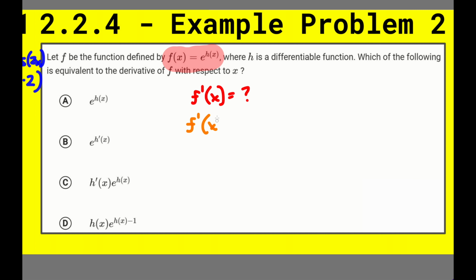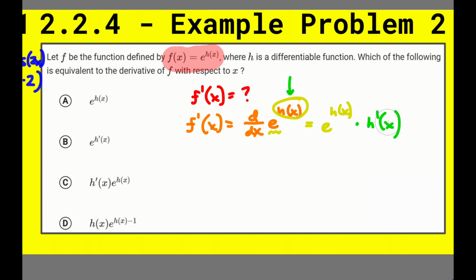So the derivative of f is equal to the derivative of e to the h of x power. It's a layered function, so we do the derivative of the outside layer first, because h of x is inside of that base e. The derivative of base e is just itself, so I wrote e to the h of x, and then I multiply by the derivative of the next layer, which is h prime of x. So this is the derivative right here. There's nothing else we can break down because we don't know what h is. So which one of those matches this? It's going to be c right here.